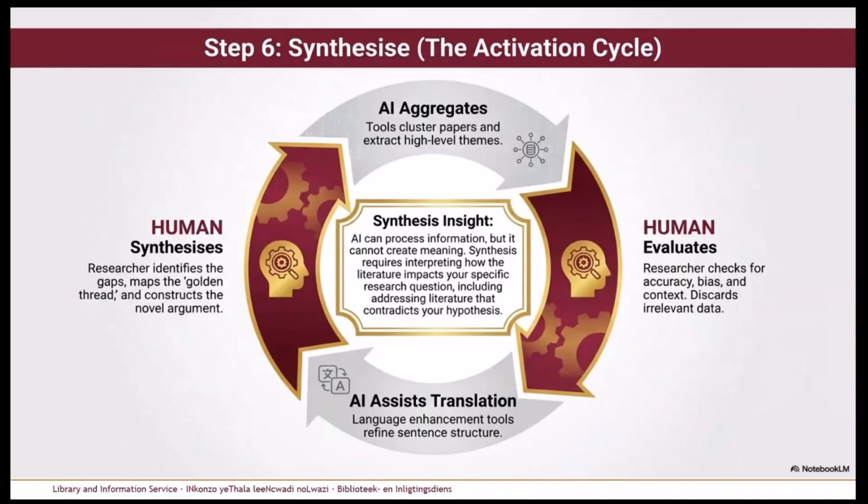So then if we go to step 6, where the synthesis occurs. AI can help aggregate, cluster papers, and extract themes for you. AI can process information, but it cannot create meaning. Synthesis requires interpreting how the literature impacts your specific research question, including addressing literature that contradicts your hypothesis. So the human will synthesize and the human will evaluate, but the AI can assist in translation. Language enhancement tools refine sentence structure, give you a decent summary.